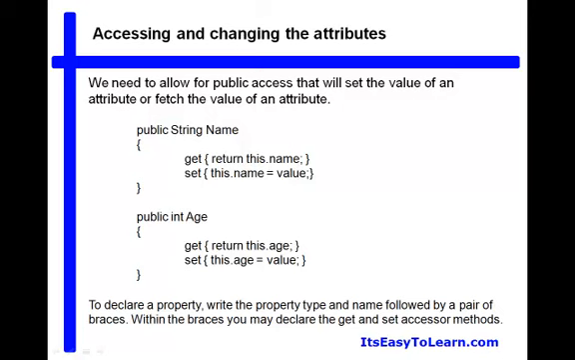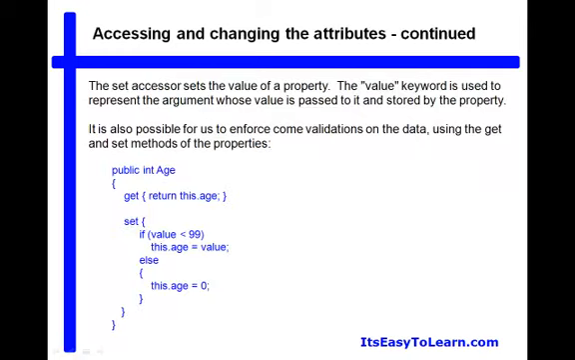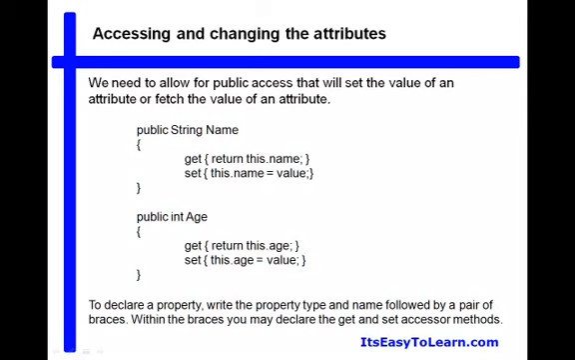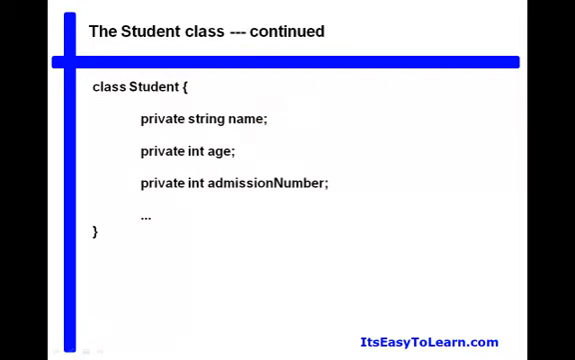We do this using properties in C#. So in order to allow for public access that will set the value of an attribute or fetch the value of an attribute, we need to follow a particular programming convention. For example, look at this attribute called name. Let's go back to the previous slide. So we follow a particular coding convention.